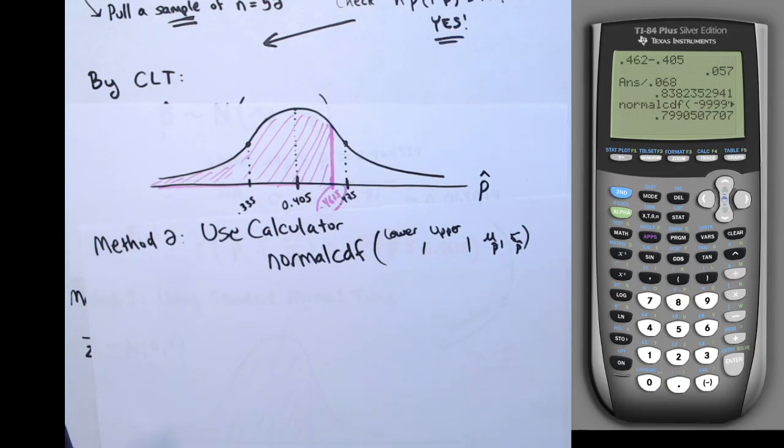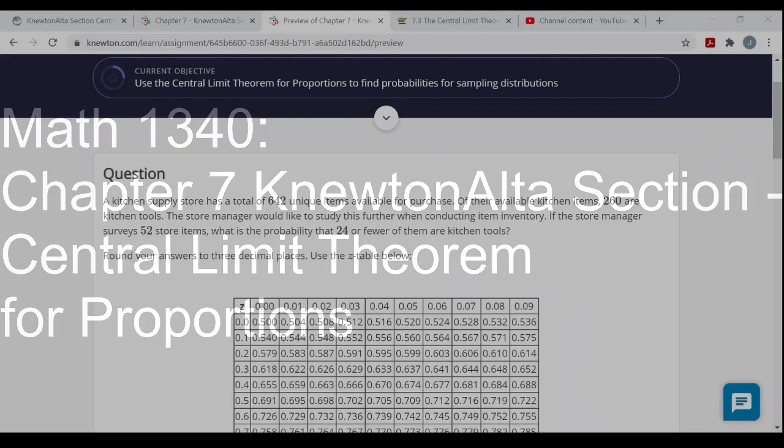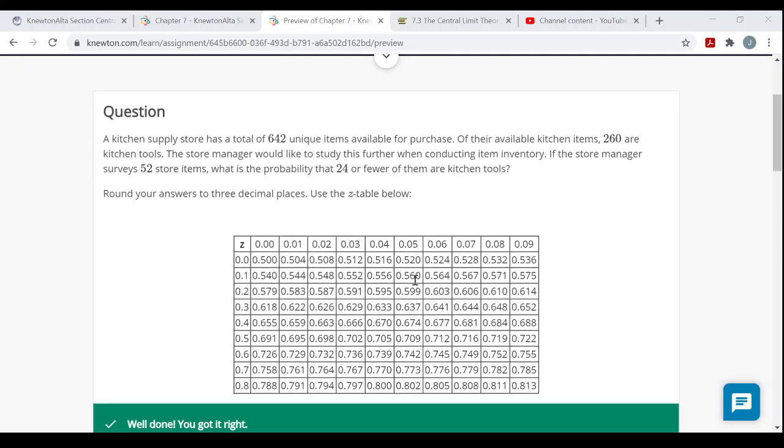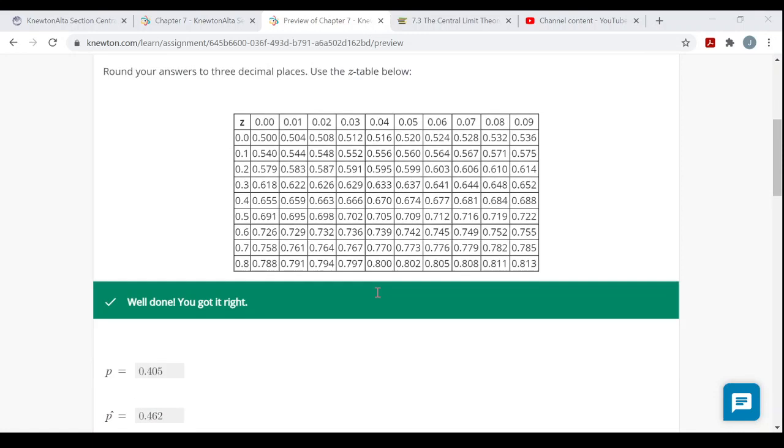So back here, if it's not the calculator version, if they're giving you a table, use the table. Round your z-scores to 2 decimal places and use the table, right?